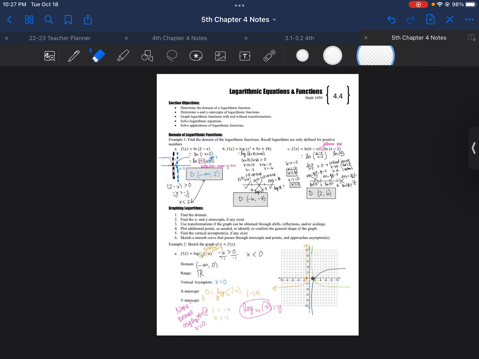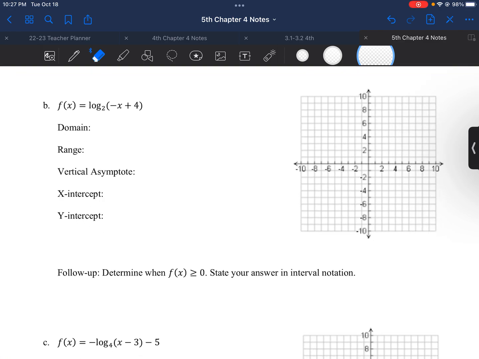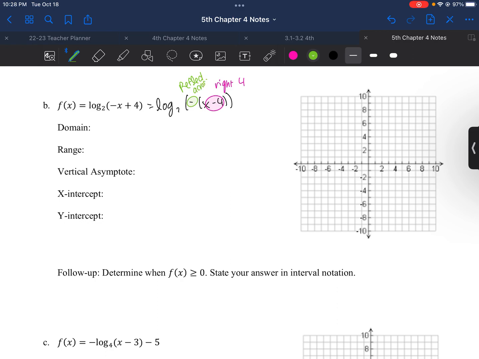All right. So let's go ahead and move to the next one. Okay, same process here. Let's try this one using just transformations and see how this one goes for us. So the transformations here that I'm seeing, well, first of all, we got to factor out our negative. So we've got log base 2 of a negative x minus 4. So this minus 4 tells us that we're going to go right 4. And this negative here tells us we're going to reflect across y.